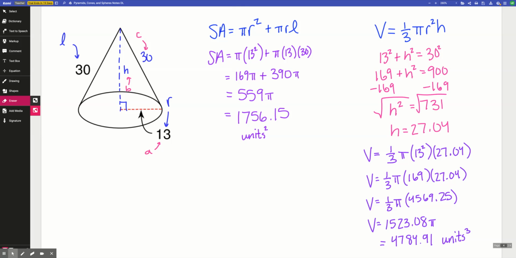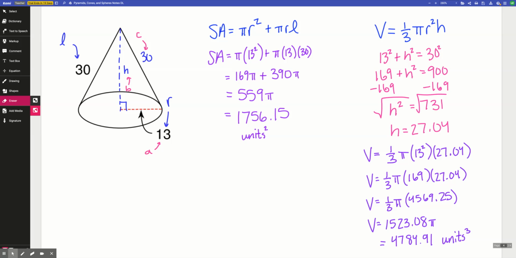So I'm using my volume formula, which is 1/3 pi r squared h. Now I have all the information I need. So my volume equals 1/3 pi 13 squared, and then my height, which I just solved for using the Pythagorean theorem, is 27.04. I went ahead and followed my order of operations, so I did 13 squared first and got 169.